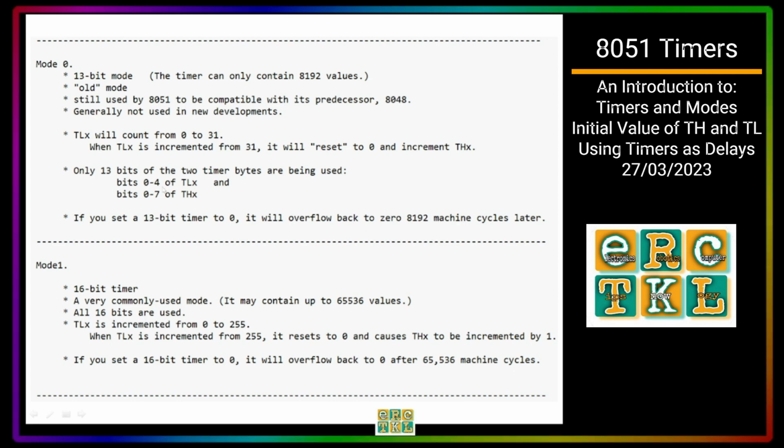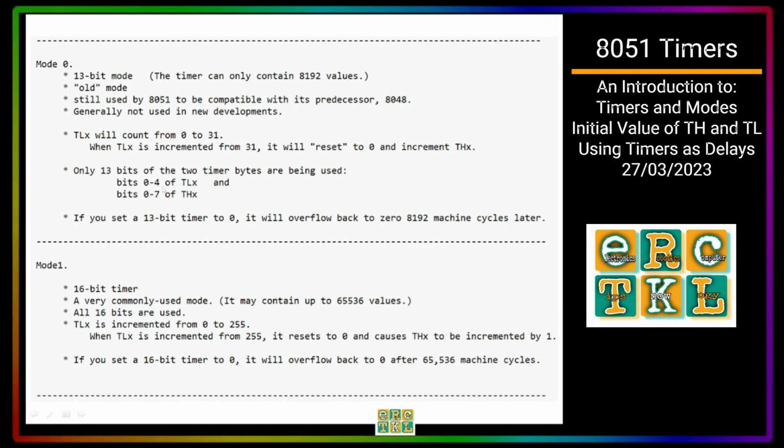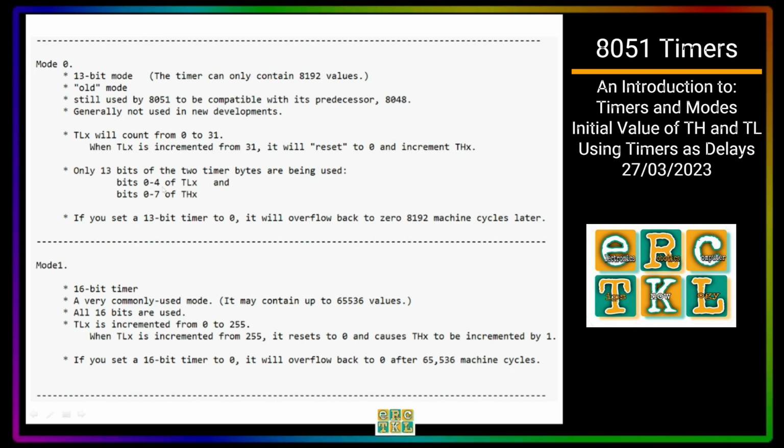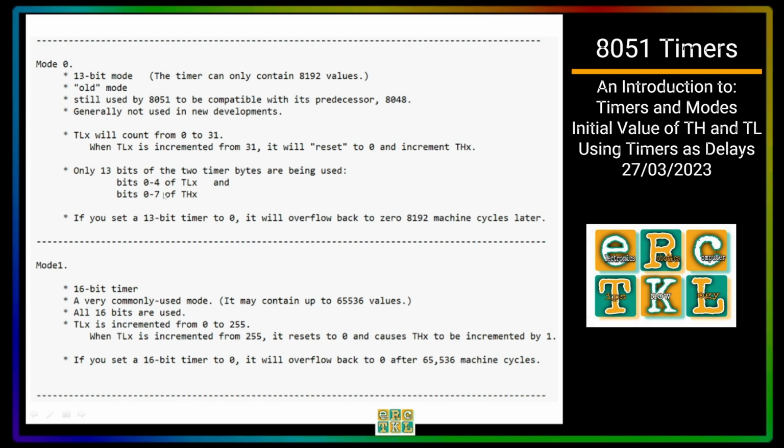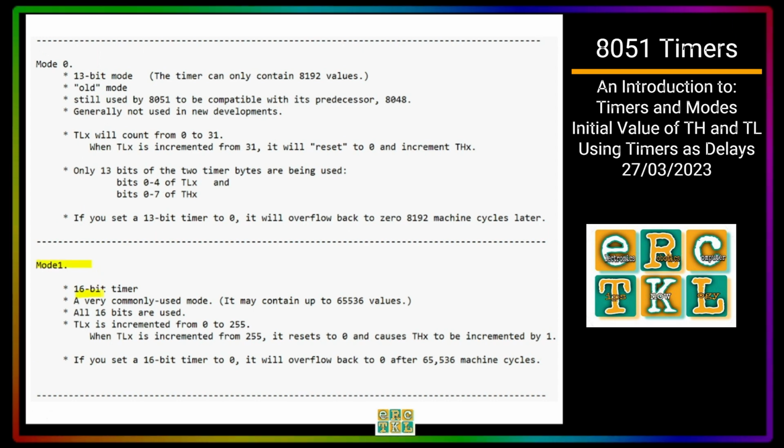Because TL low byte is 8 bits, TH is 8 bits. 0 to 7 for TL, 0 to 7 for TH, but we will only use 0 to 4 of TL. So bits 5, 6, and 7 we will not use. And for TH, we will use 0 to 7, fully. We will use THX fully, but TL only 0 to 4. The other 3 bits will not be used. So if you add 5 plus 8, how many? 13.